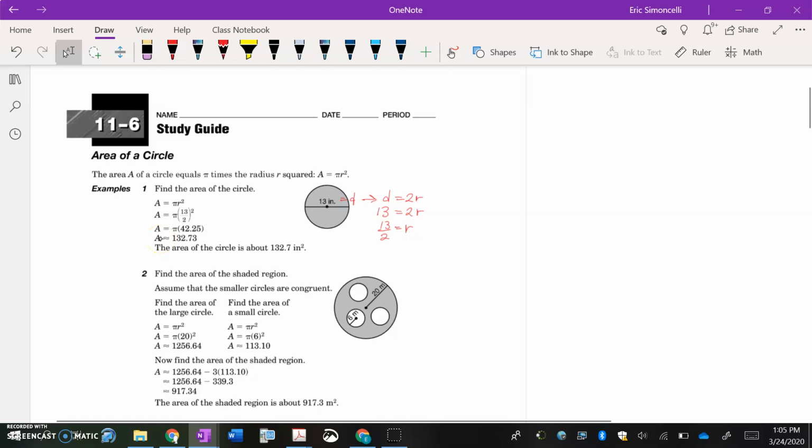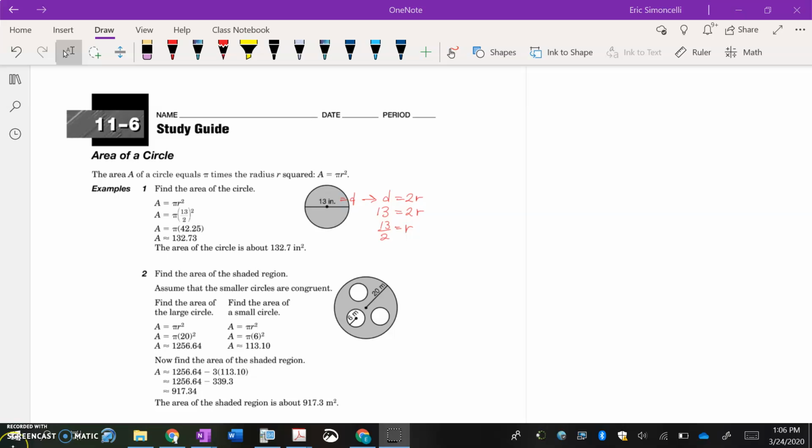And if you do the math on 13 halves quantity squared, you'll end up with 42.25. And that calculates out such that you get 132.73. If you multiply by the pi button on the calculator, you'll end up with this. The area of the circle is about 132.7 inches squared. I'm going to take a look at the calculator and see what that ends up giving us more precisely in a moment.